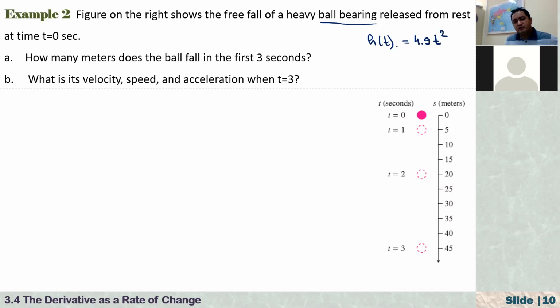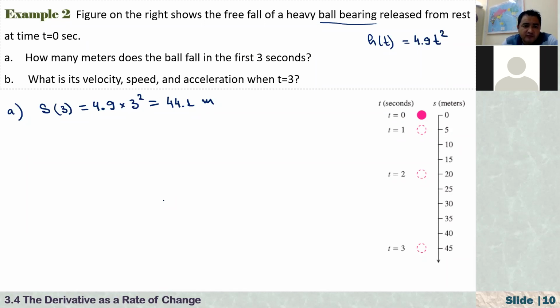To find this, we know that our position function is h of t. So it is s, and in 3 seconds, it's s of 3, which is equal to 4.9 times 3 squared, which is 9 times 4.9, which is equal to 44.1 meters. That means in the first 3 seconds, the ball travels 44.1 meters.